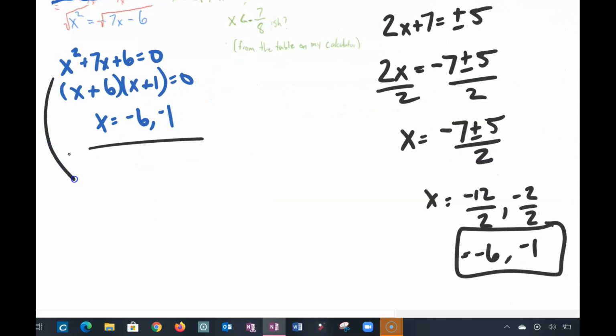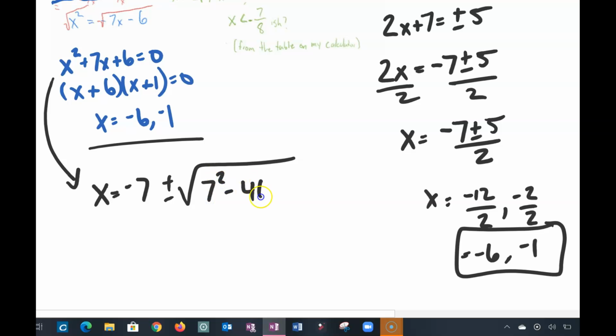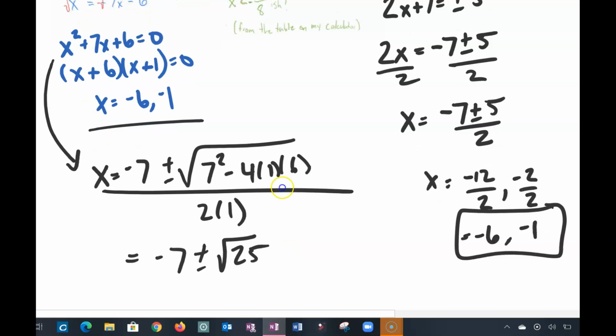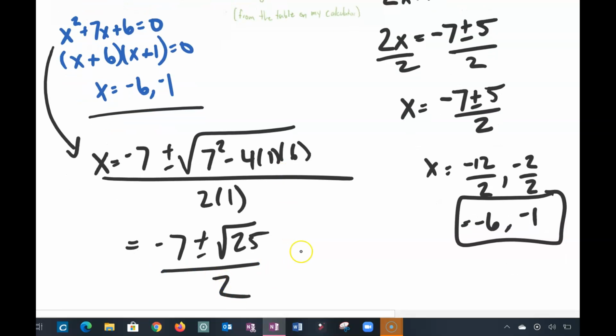And if I use the quadratic formula, I get x equals negative b plus or minus the square root of b squared minus 4ac all over 2a. What do we get? 7 squared, which is 49, minus 24. So you end up with minus 7 plus or minus the square root of 25 over 2. So algebraically, the exact same thing as we got here.